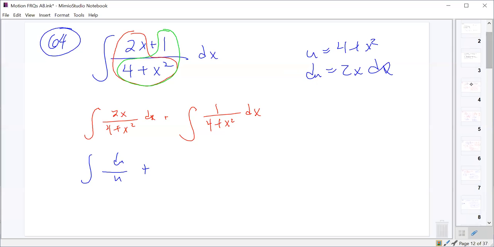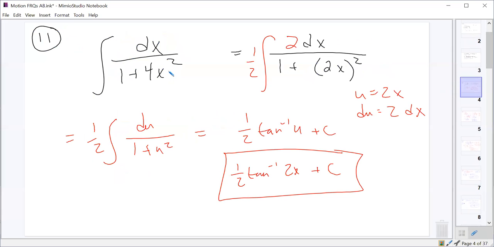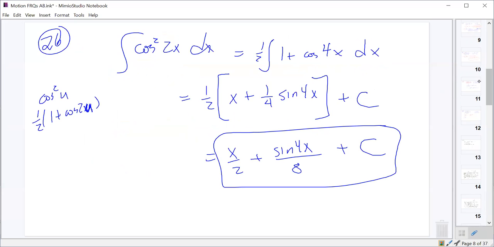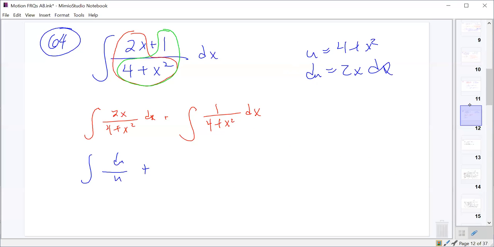Is that correct? No, the first one has a denominator of 1 plus 4x squared. I was very close, almost right. Okay, so we'll have to do this one then. We'll have to factor out that 4 just like we did with that sine integral. So we're going to end up with 1 over 4 times 1 plus x squared over 4. Everybody good with that?